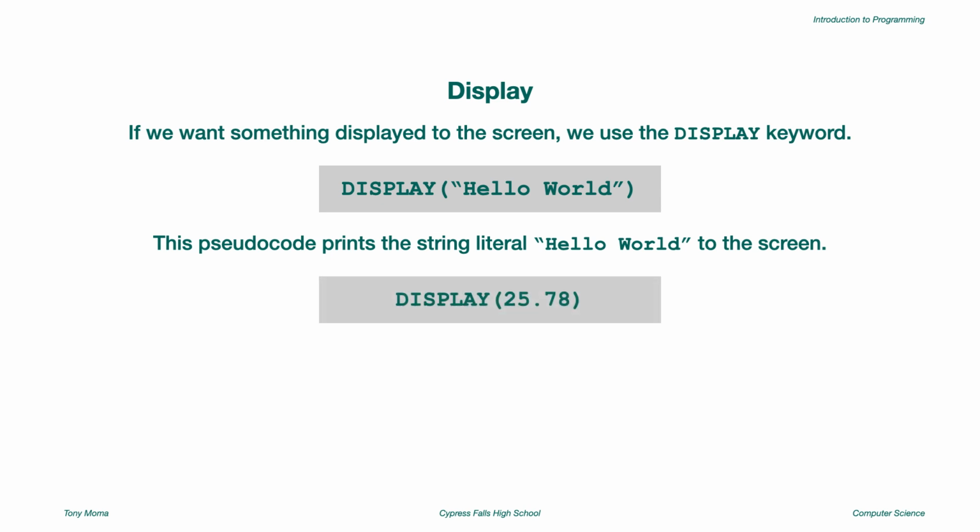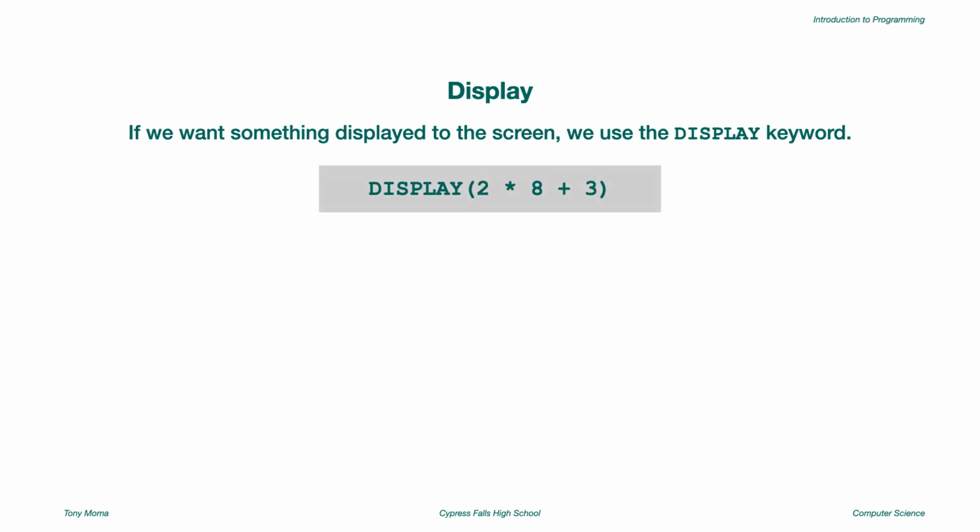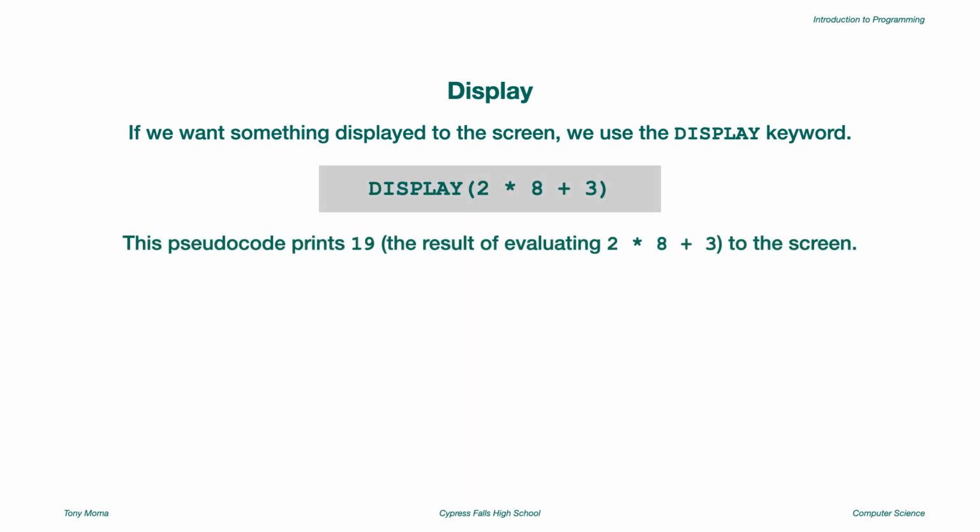Now consider this line. Here we print the numeric value 25.78 to the screen. Notice I did not put quotation marks around this value because I did not intend for it to be a string literal. Rather, I intended for it to be just a number. Consider this line of code. Here, the pseudocode prints 19 to the screen, which is the result of evaluating 2 times 8 plus 3. 2 times 8 plus 3 equals 19.